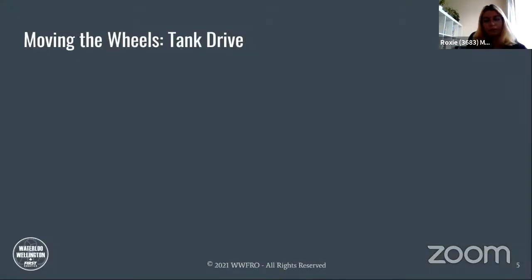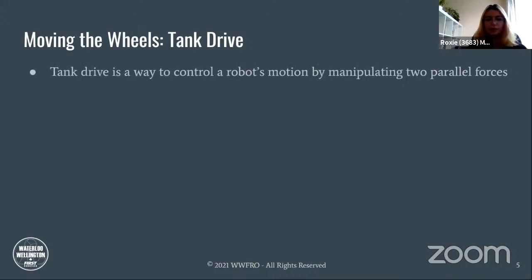First we're going to go over how we move the wheels and what tank drive is. If you think of a tank, you drive your robot the way a tank works. The left side, the left wheels, of the robot moves in the same direction, and the right side of the robot moves in the same direction. So you don't want to always be controlling 4 individual wheels. Conceptually, you want to think of it as left side and right side. Tank drive is a way to control a robot's motion by manipulating 2 parallel forces.